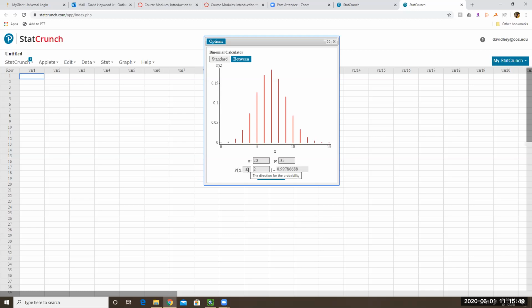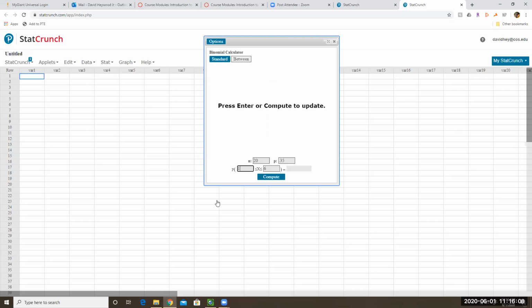There are other ways you could do it as well. But if you look up here, there's this button that says between, and if you click on that, then it gives you the extra space that you needed in order to be able to put numbers in here, right? So if I want to know the probability x is between 1 and 4, now I have a space to put both of those numbers.